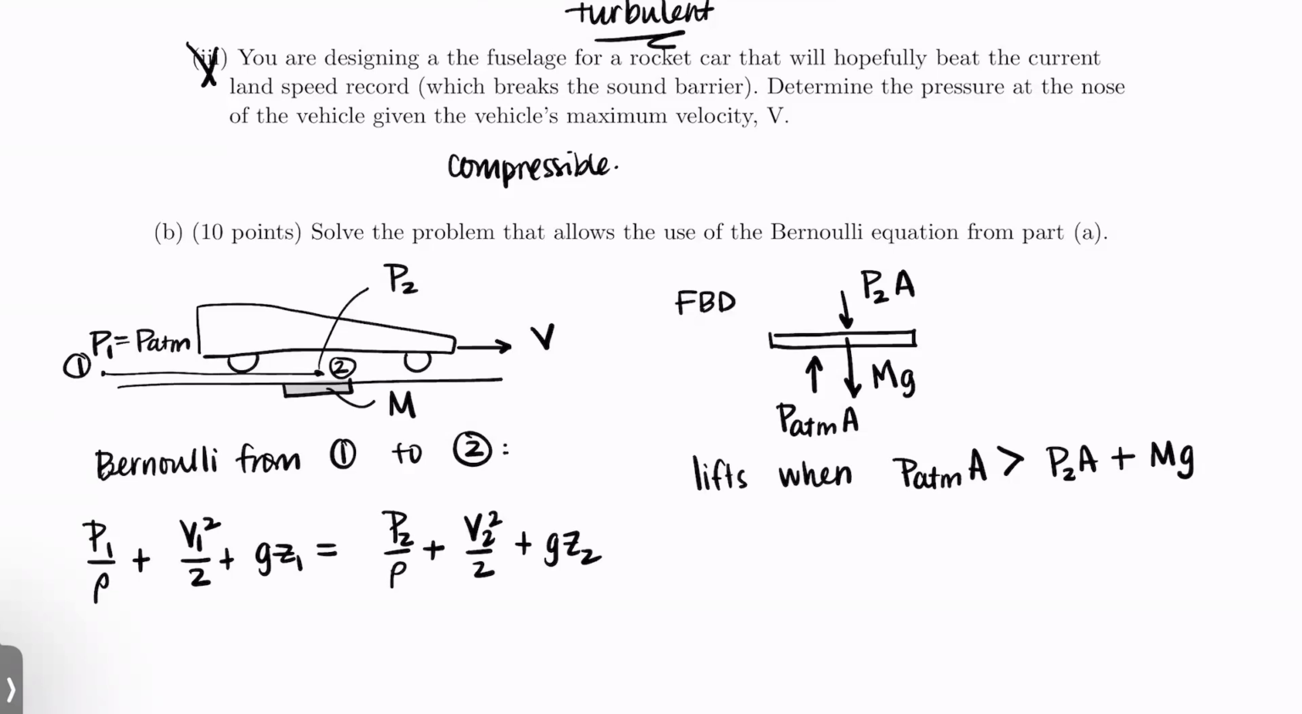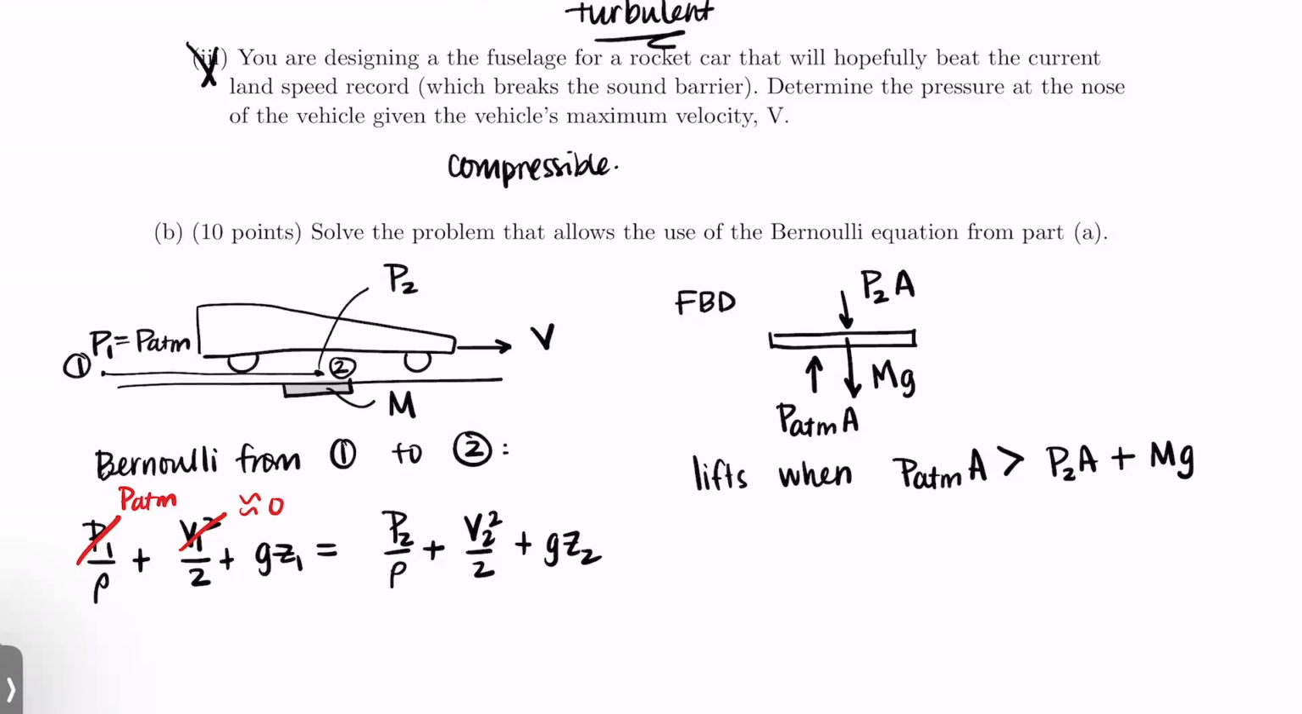I'm assuming that point 1 is super far away from the car, so this is 0 velocity, and then P1 is P atmosphere. I'm also going to assume that Z1 and Z2 are the same, so I can get rid of these two. Z1 equals Z2. So we're picking a point really far away from where the car is, and the air is just stationary.